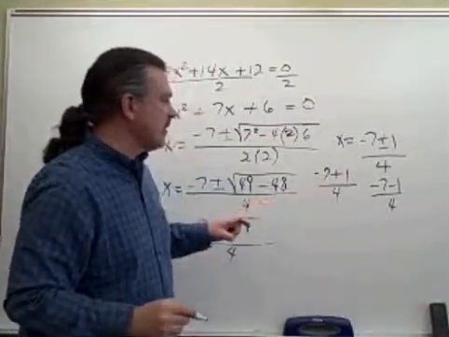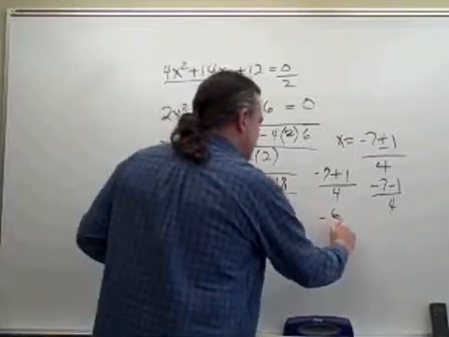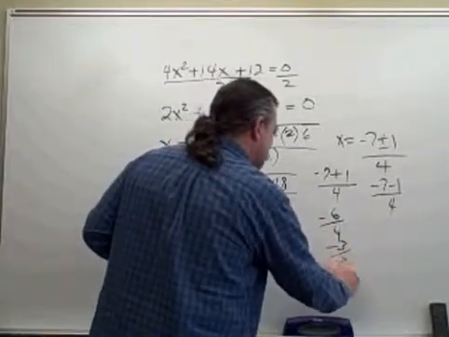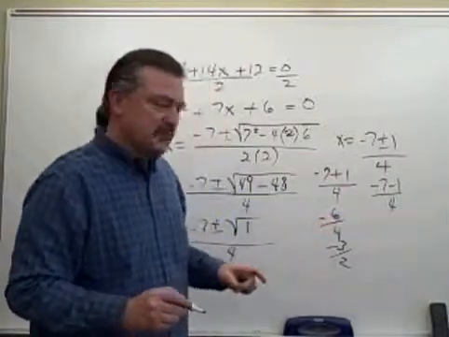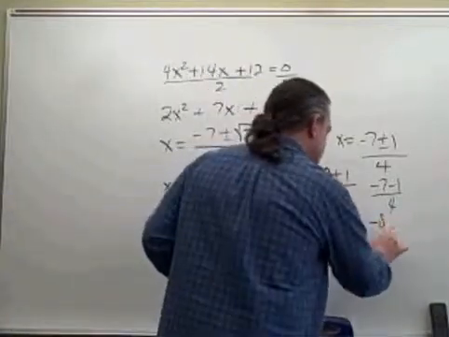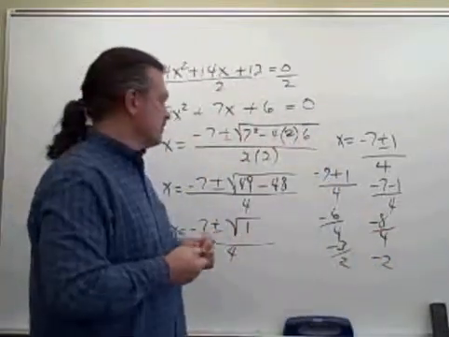Negative 7 plus 1 would be negative 6. So negative 6/4, which is negative 3/2, is one of our solutions. Negative 7 minus 1 would be negative 8. So that's negative 8 over 4, which is negative 2 for our other solution.